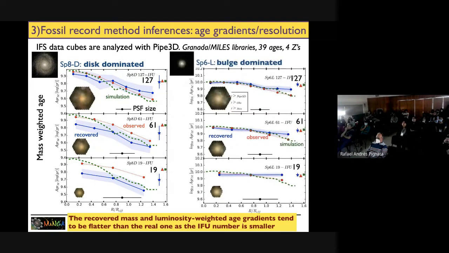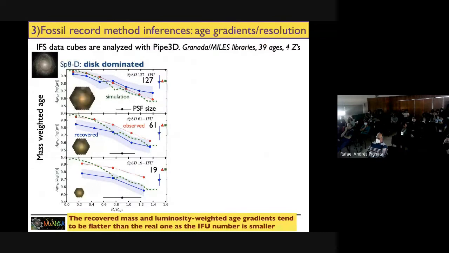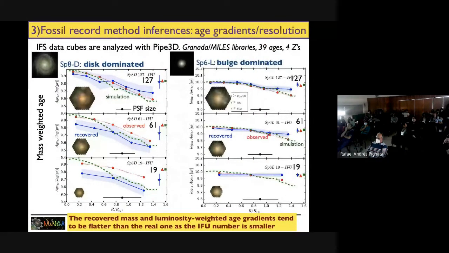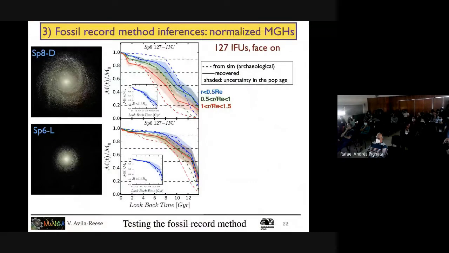The same is true for a bulge-dominated simulated galaxy. In this case, because the age gradient in this bulge-dominated galaxy is low, there is not too much difference between observations and simulations within the spectral synthesis model. What about these mass growth histories? How the stellar population, how the stars are assembled radius by radius?